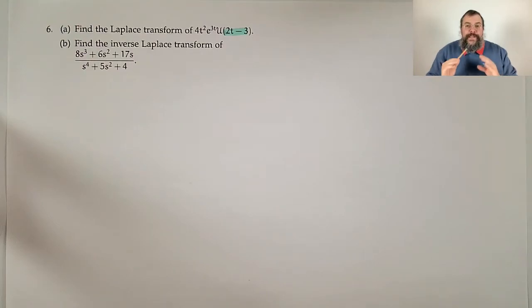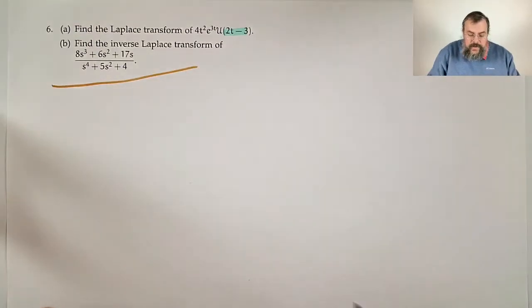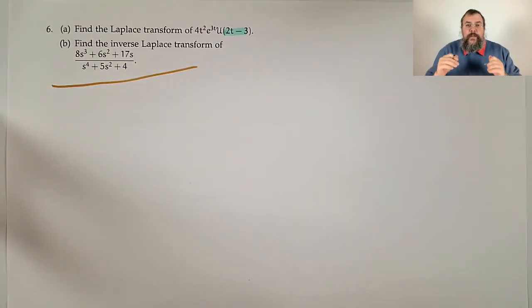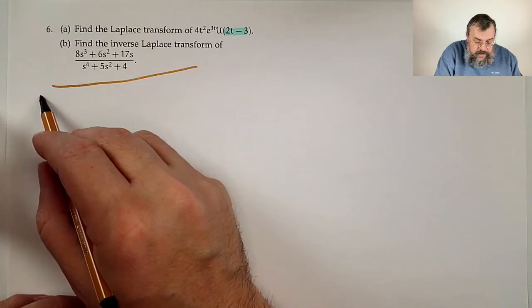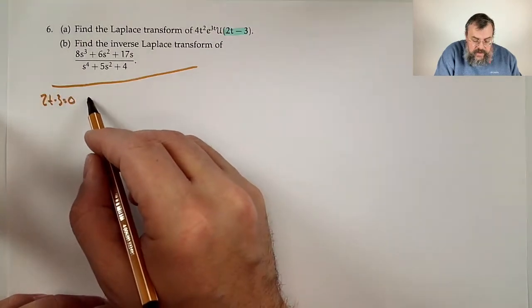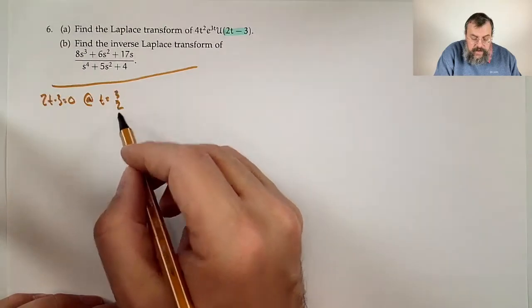All right, so let's think about what's going on here. The key thing is to think about when we transition. Now, when we think about the normal unit step function, the transition happens when the inside is 0. So we need to ask, when does 2t minus 3 cross 0? Now, that's not a bad question. We can answer that one pretty easily. 2t minus 3 will equal 0 at time t equals 3/2.